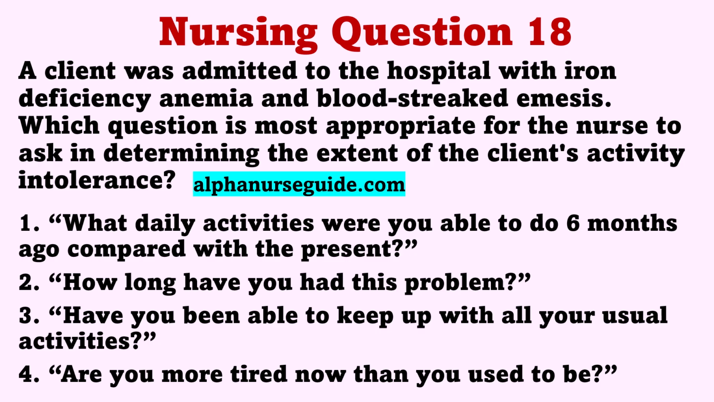The correct answer is 1. What daily activities were you able to do 6 months ago compared with the present? It is difficult to determine activity intolerance without objectively comparing activities from one time frame to another. Because iron deficiency anemia can occur gradually and individual endurance varies, the nurse can best assess the client's activity tolerance by asking the client to compare activities 6 months ago and at present.